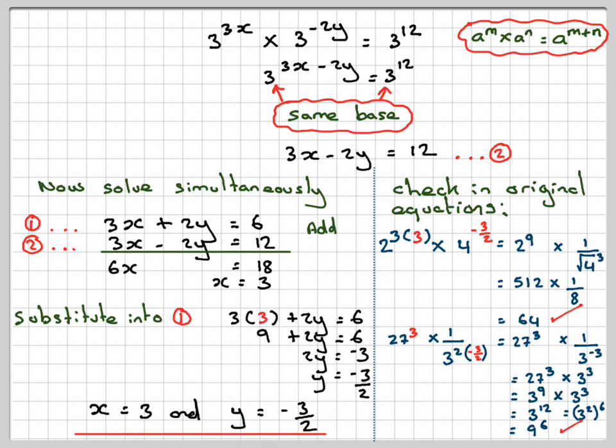So that's been a video to show you how to form linear simultaneous equations using the rules of indices and then solve them.